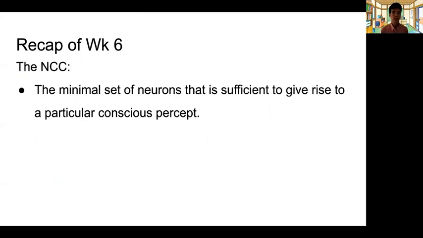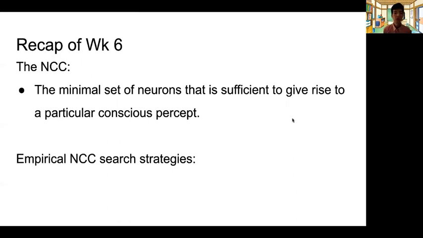So just to start from the recap of last week, week 6, we first introduced the concept of the NCC, neural correlates of consciousness. And that is the minimal set or a set of neurons that is sufficient to give rise to a particular conscious percept. This is a hypothetical entity in the brain, and here a particular conscious percept may be something like visual motion of particular direction, particular speed, and so on.